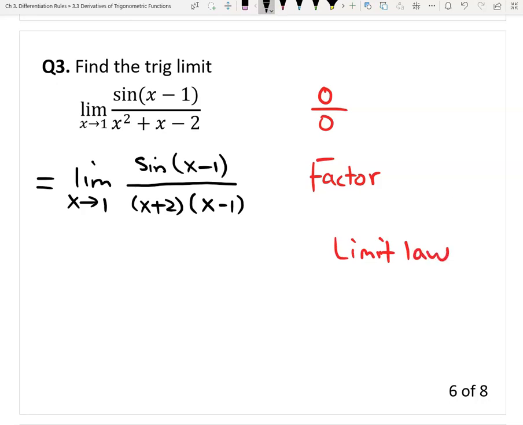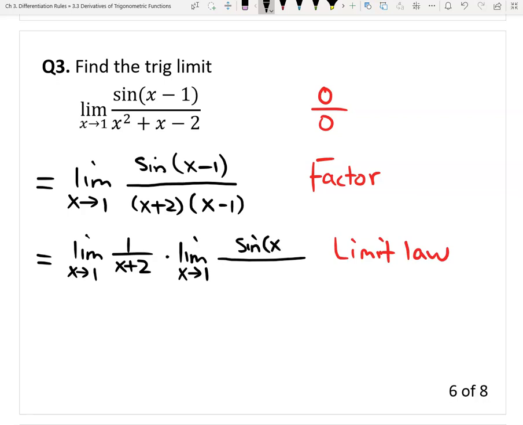We have these two limit terms together. This is the limit as x approaches 1 of 1 over x plus 2, times the limit as x approaches 1 of the second part we need, sine of x minus 1 over x minus 1. The first part is easy, directly substitute 1 to get 1 over 3. How about the second? You know the second is the formula, right? So what are we going to do?